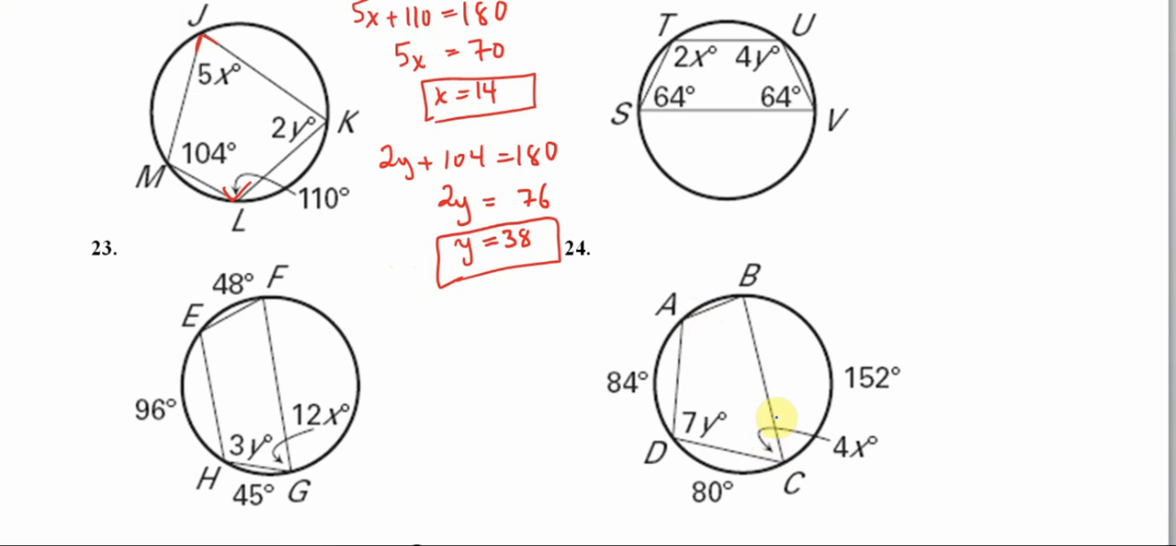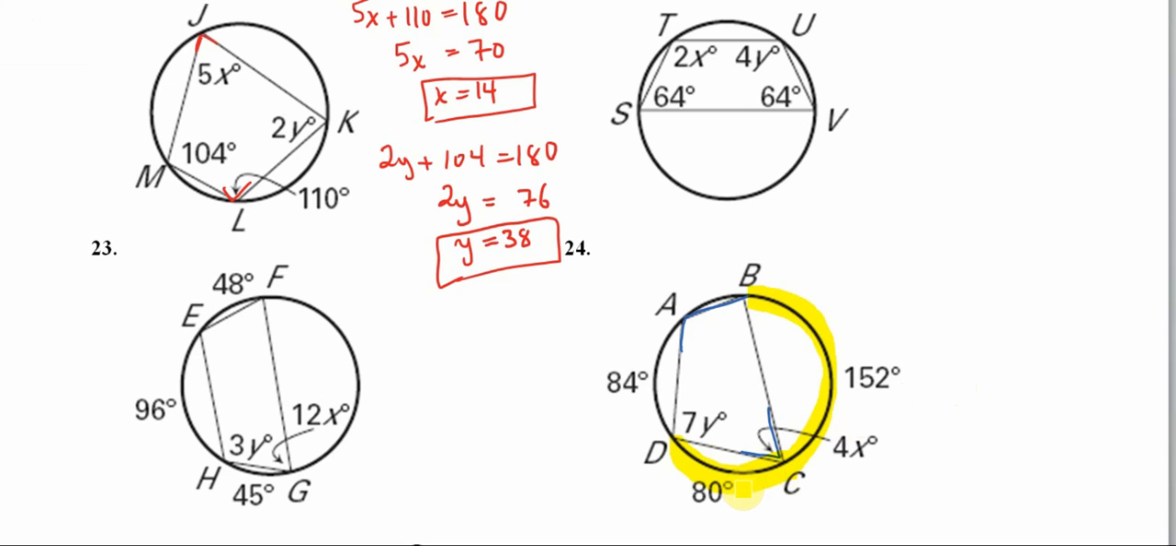That 4x, this angle and this angle here are supplementary. But the wrinkle or the challenge here is that we don't know the measure of angle A. So we have to use some other methods. And one tool that's going to help us here is these arcs, right? So if you look at this, arc BC is 152 and arc DC is 80.